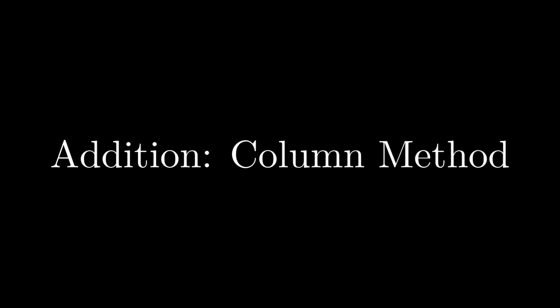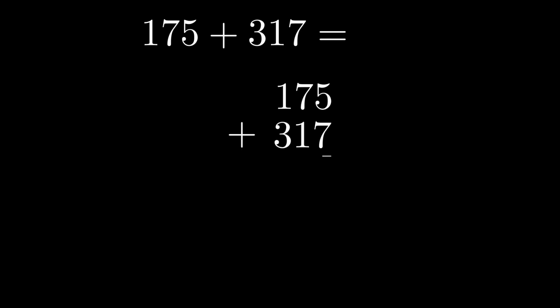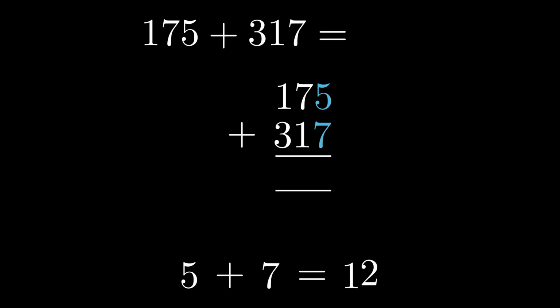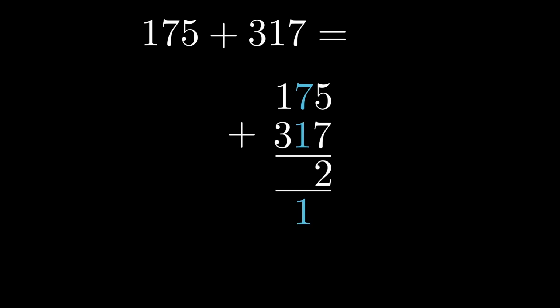Now let's take a look at another example of the column method. 175 plus 317. Again, let's put one above the other and add from the right hand side. So we have 5 plus 7 equals 12. We put the 2 underneath the 7 and the 1 is carried over to the next column as shown.